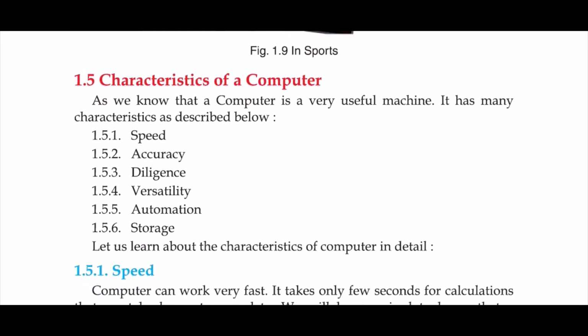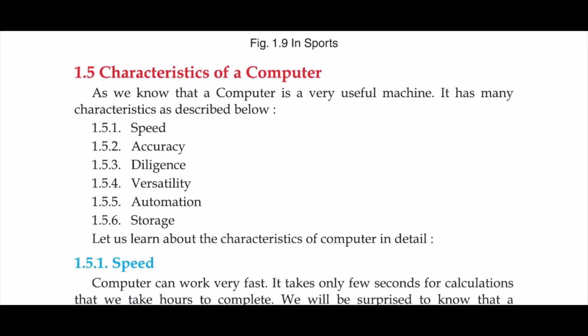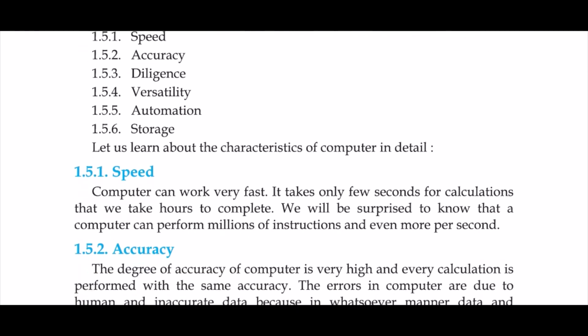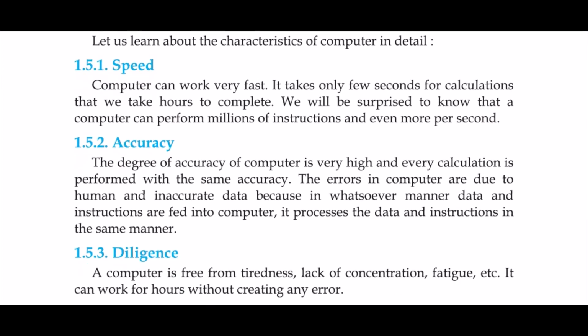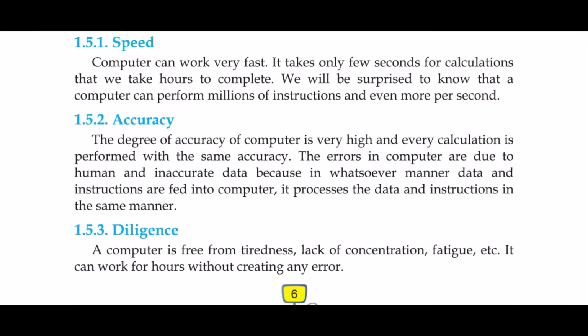Characteristics of a computer: speed, accuracy, diligence, versatility, automation, storage. What is speed? A computer can work very fast. It takes only a few seconds for calculations. What a human takes one hour or many hours to do, a computer can do in just seconds. We will be surprised to know that a computer can perform millions of instructions and even more per second. This is how fast it is.